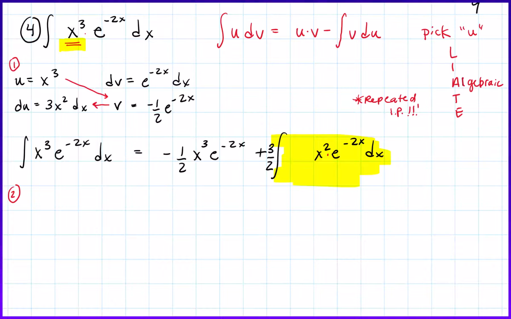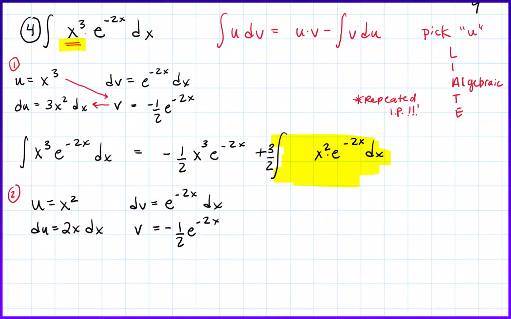So on that integral, my u is now going to be x squared. So we haven't reduced down that polynomial, but it has gotten smaller. And my dv will be everything that's left. So we get e to the negative 2x dx. So then my du is 2x dx. And my v is negative 1/2 e to the negative 2x. And we're going to go back to that integration by parts formula. That integral that I have highlighted will become u times v minus the integral of v du.